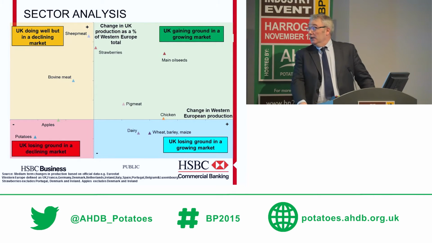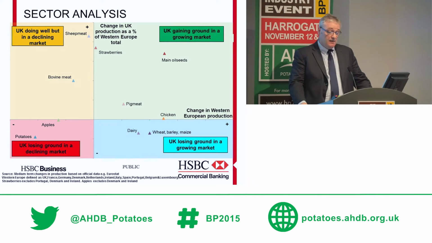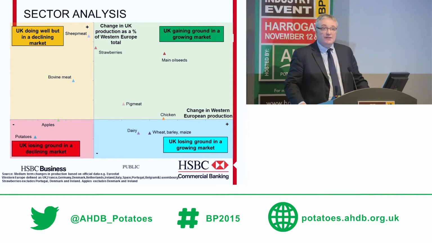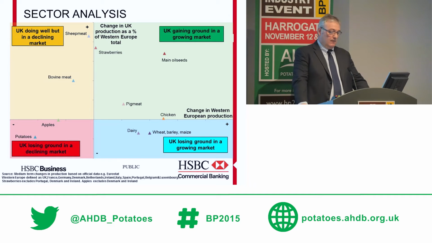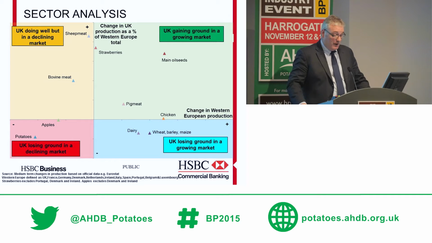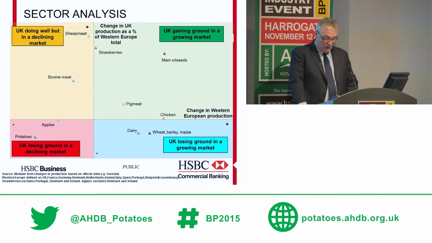The bottom left-hand side, we're seeing dairy and wheat, where our production is increasing in Western Europe, but in the UK, the share that the UK has is declining. And you can quite clearly see where potatoes lies. It's in the box where the UK is losing ground in a declining market. That puts more pressure on those businesses acting in that particular sector. If somebody wishes to grow, that is usually at the detriment of either exports coming in, which against an exchange rate makes it more difficult, or someone leaving the sector or reducing supply.